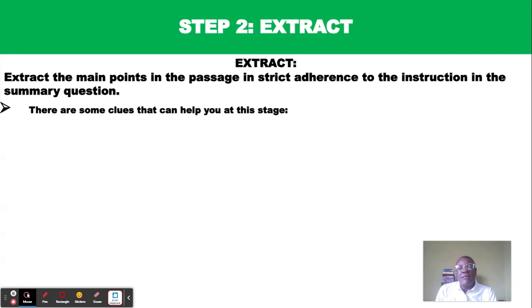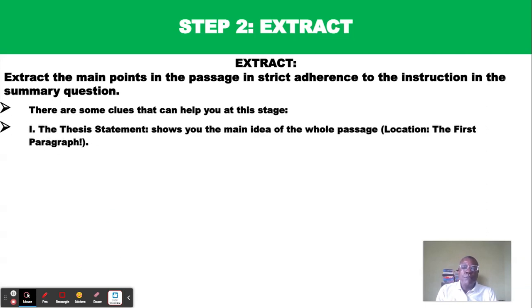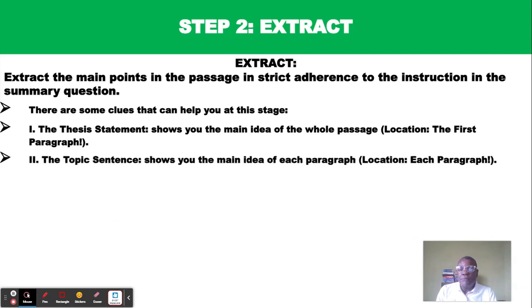Extract the main ideas. There are some clues that can help you at this stage. Number 1, or I, if you like, the thesis statement shows you the main idea of the whole passage. It is located in the first paragraph, and this can help you to summarize the whole passage in one sentence. II, the topic sentence, shows you the main idea of each paragraph, and you will find the topic sentence located in each paragraph.